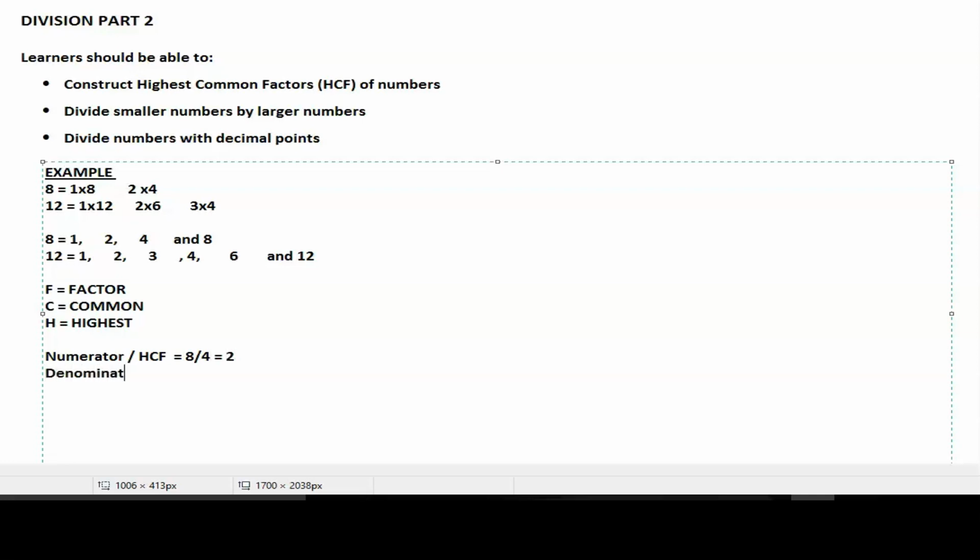Denominator divided by HCF. Our denominator is 12 and the HCF is 4. 12 divided by 4, we have a 3. So there you go. 8 divided by 12 is equal to 2 over 3.